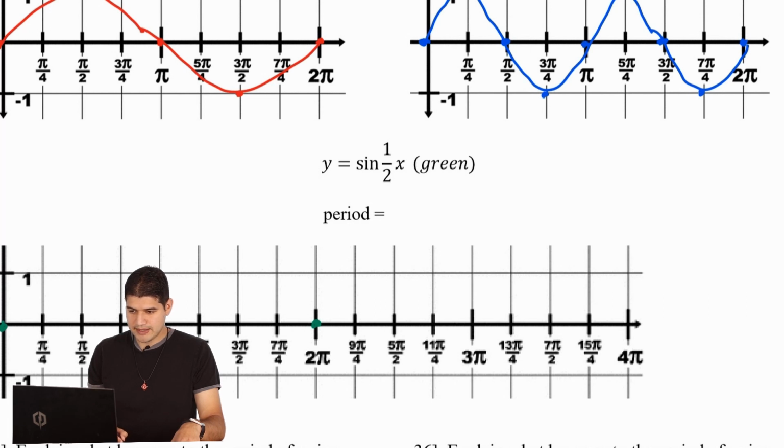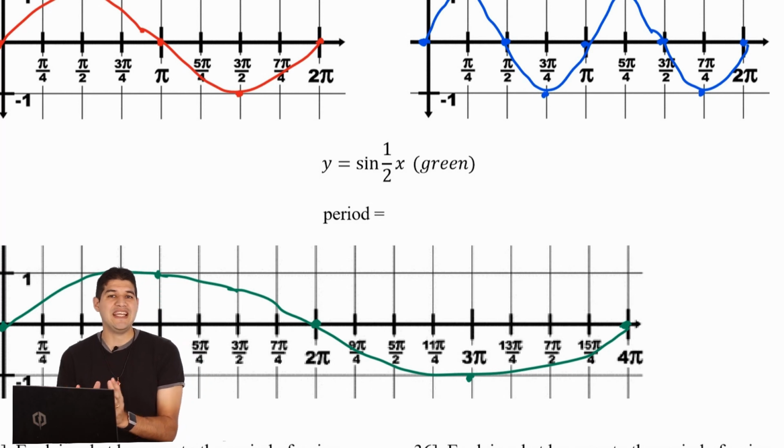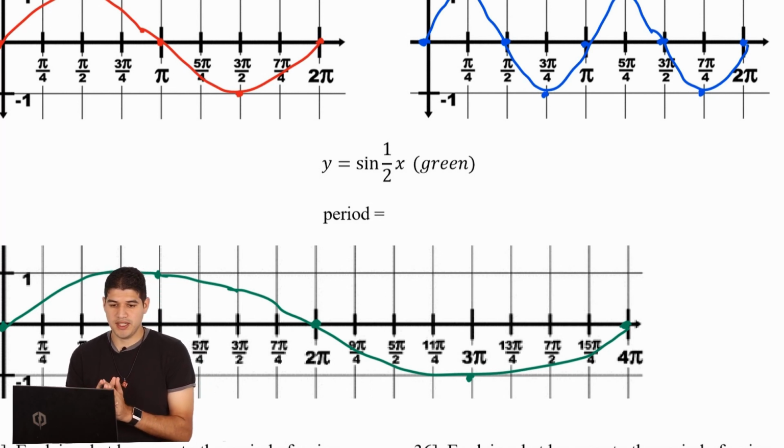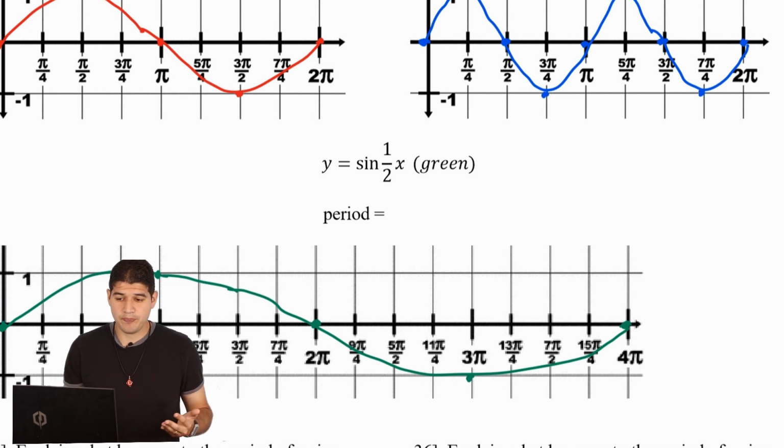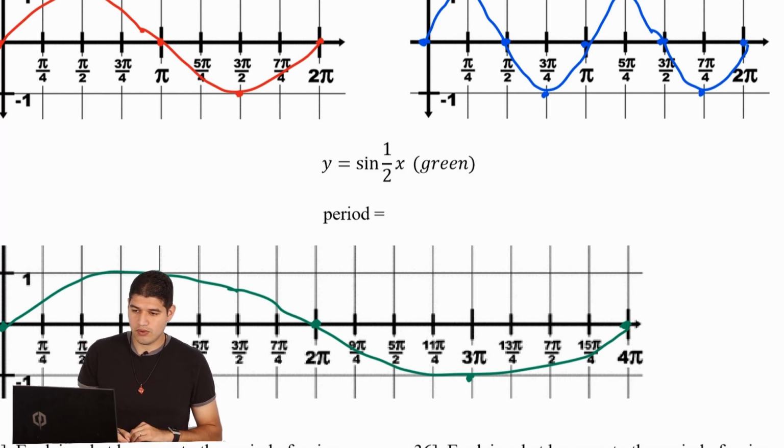At 3 pi it's at -1, and at 4 pi it was at 0. So we can graph that out. It's a little bit harder to do on the computer. So where we start to repeat in this case is going to be between 0 and 4 pi. So the length of the period is actually 4 pi.